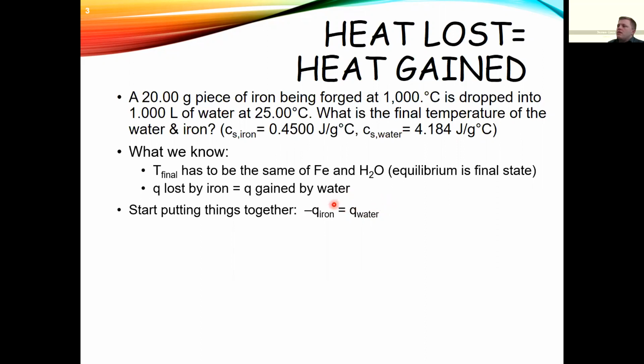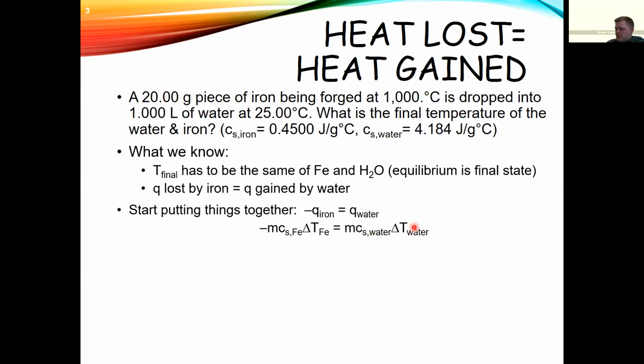Now we can substitute our known equations for heats here. So the heat, as we remember, is equal to our mass times heat capacity times change in temperature. So on the left side here, we have the mass of the iron times the heat capacity of the iron times the change in temperature of the iron. And on the right, we have the mass of the water, the heat capacity of the water, and the change in temperature of the water.